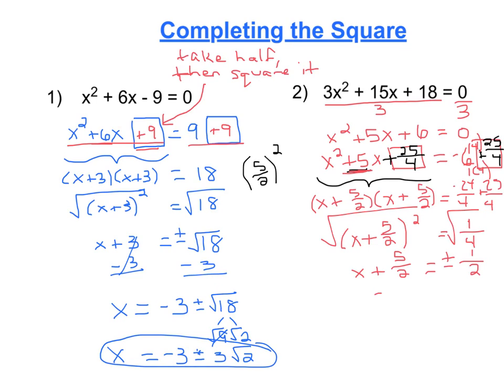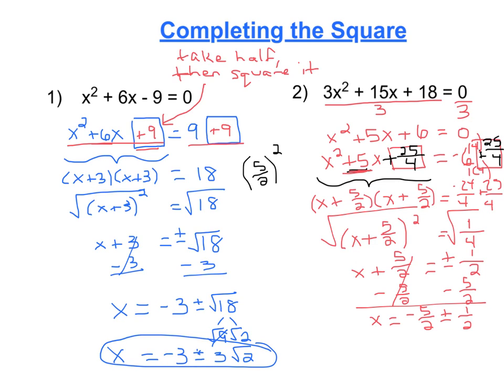All right, so to finish us off, what we would do is we would subtract 5 halves from both sides, leaving us with x equals, and I'm going to write the negative 5 halves first, then my plus and minus 1/2. Now, we can combine these. So, when everything's out of the radical, you're going to want to combine them and figure out what your actual 2 answers are.